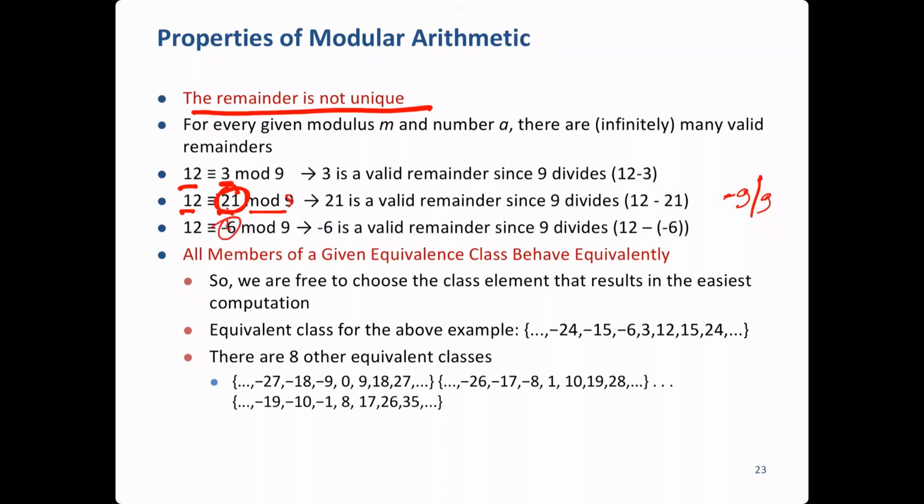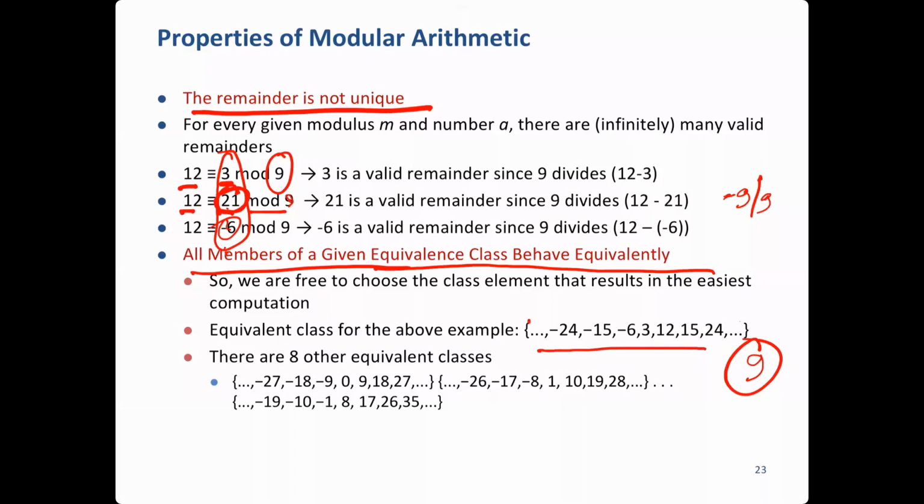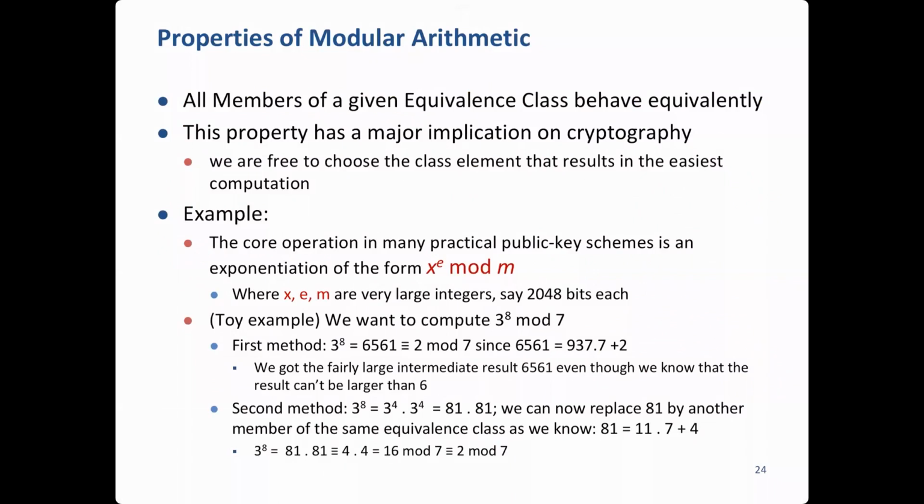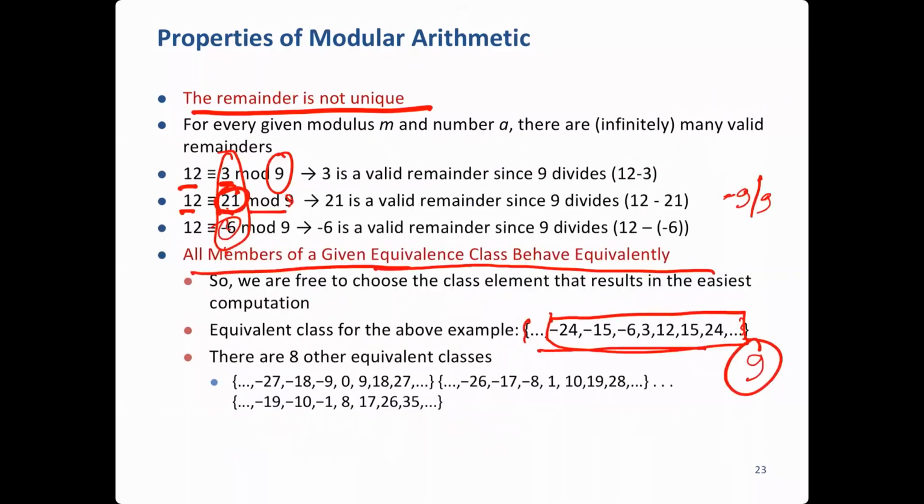Okay. And all these numbers 3, 21, 6 and so on are called the equivalence class for this set, for a given modulo m, and they behave equivalently. So in this example where modulo is 9, all elements in this class, this is a very large, infinite set, you can go to either side, these are the numbers in that set. Okay, all right. So why do we use this property? Because it simplifies our calculation. Because each element in this class behaves equivalently.